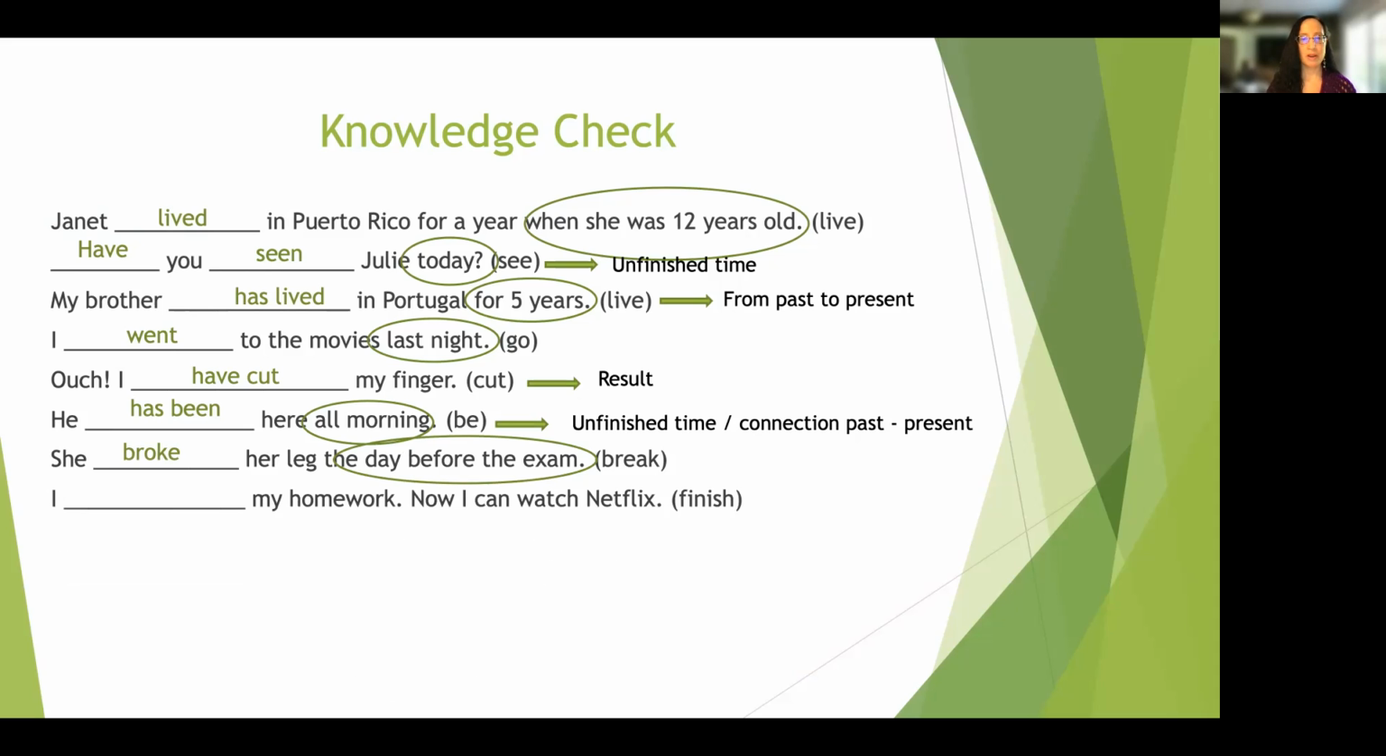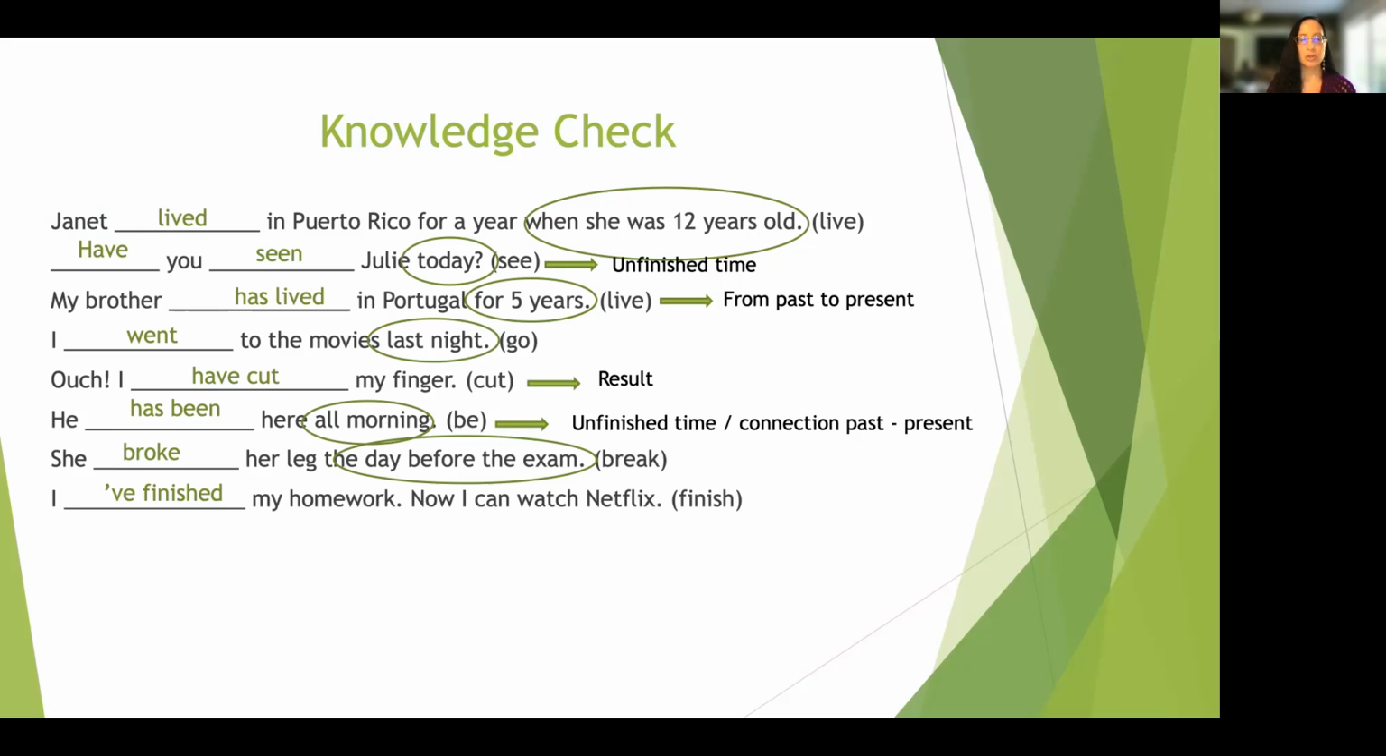What's the main verb here? Finish, to finish. I blank my homework. Now I can watch Netflix. Yay. I've finished my homework. I know this was getting so easy now.